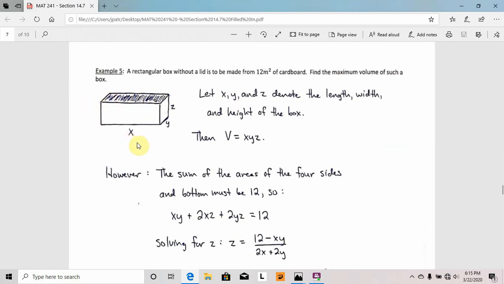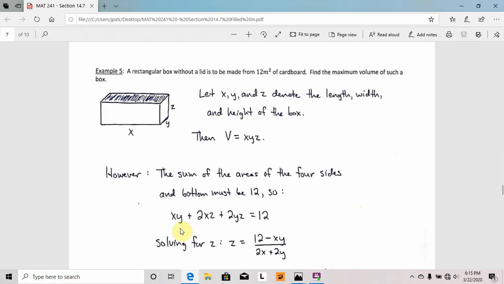And then whatever our 3 dimensions are, so x, y, and z for now, then the volume is just going to be x times y times z, right? Length times width times height. So what we do know is that the total amount of material is 12 square meters. So when we add up the areas of the individual sides, we got to get 12.